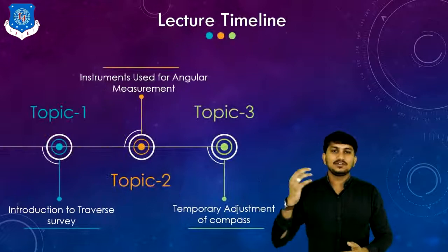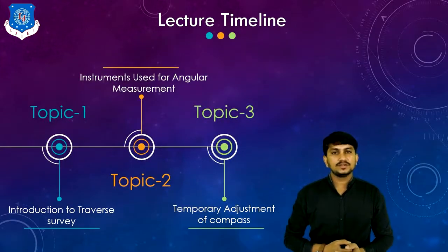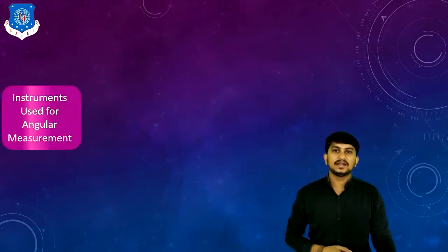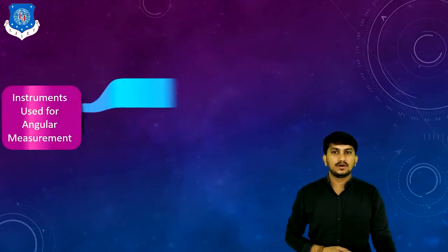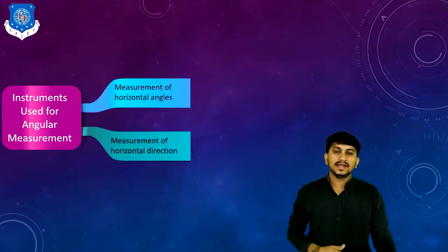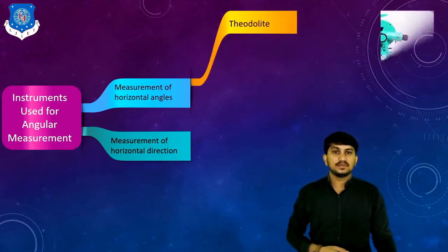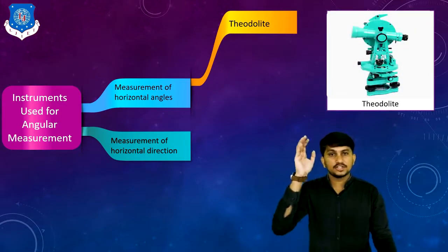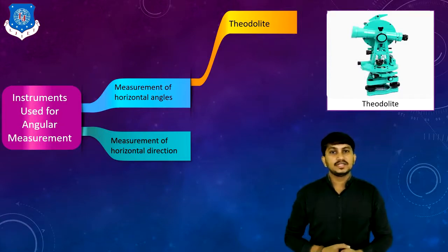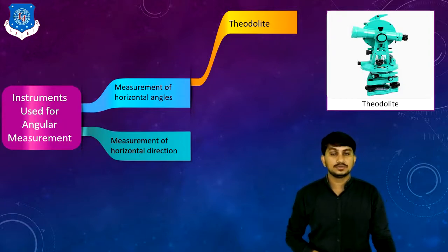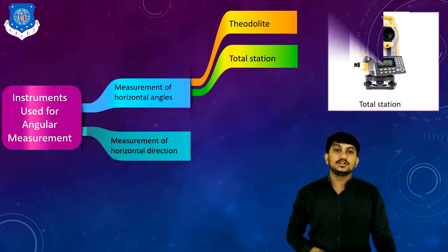Now, let's move to our second topic of this lecture, instrument used for angular measurement. These instruments are mainly divided into two types: for measuring horizontal angles and for measuring horizontal directions. For measuring horizontal angles, the first instrument used nowadays is the theodolite. This is the image of a theodolite, which is used for measuring horizontal as well as vertical angles accurately. There is also one instrument which is the tachymeter. It's the advanced version of the theodolite. It's also used nowadays. The second instrument is the total station.